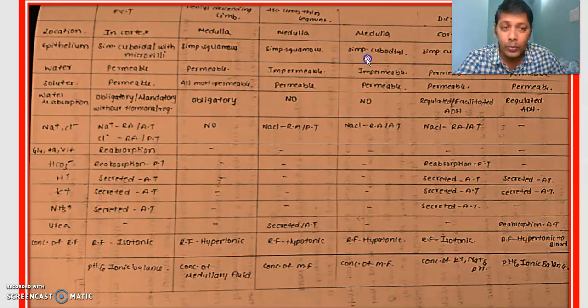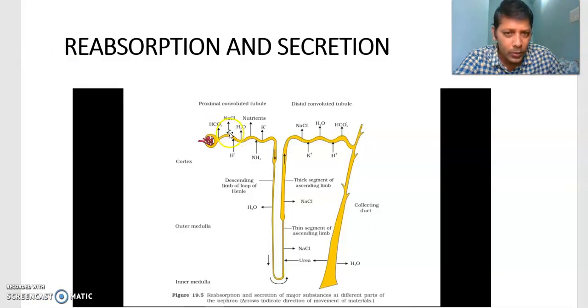You have to go to the first year syllabus. In first year, you learned epithelium, and in second year it is also given in our textbook. It consists of simple cuboidal epithelium with brush border microvilli. Next, is the PCT permeable to water? Yes, it is permeable to water. It allows water to go outside. You can see here water is going out, that means it is permeable to water.